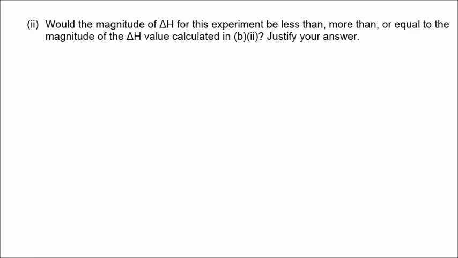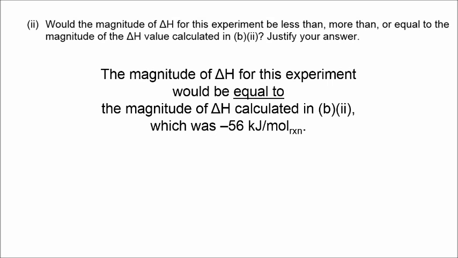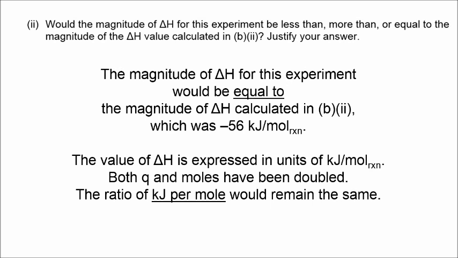Would the magnitude of delta H be less than, more than, or equal to? This time the magnitude of delta H would be equal to the value that we had obtained earlier, the negative 56 kilojoules per mole. We would still get that same number because both Q and moles have been increased proportionately, they've been doubled, so therefore the ratio of kilojoules divided by moles for this experiment would still give us the same value.